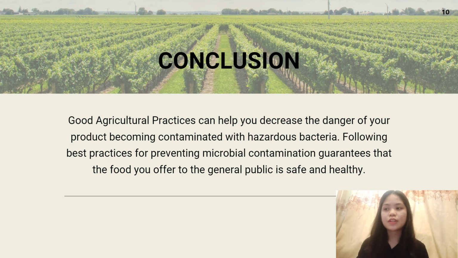So, in conclusion, good agricultural practices can help you decrease the danger of your product becoming contaminated with hazardous bacteria. Following best practices for preventing microbial contamination guarantees that the food you offer to the general public is safe and healthy. The greatest method to reduce the danger of public disease is to reduce the chance of contamination before it happens.